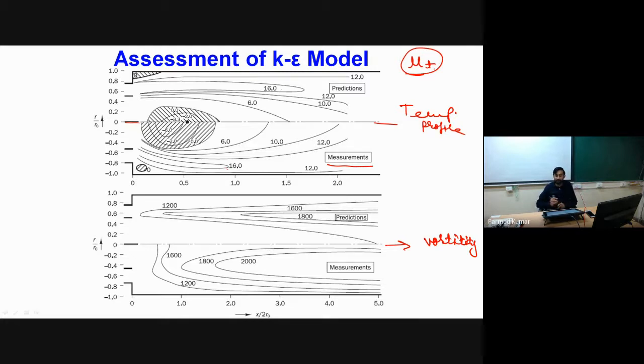And while we are obtaining the value of this turbulent viscosity, we are considering a single length scale and single velocity scale for our entire domain. This assumption of constant eddy viscosity makes the eddy viscosity isotropic throughout the entire domain.